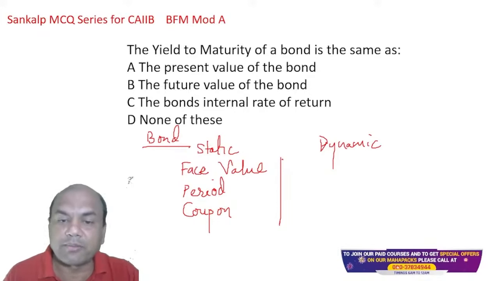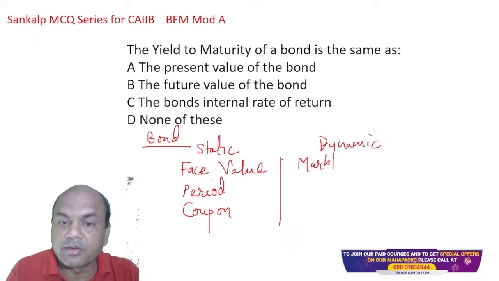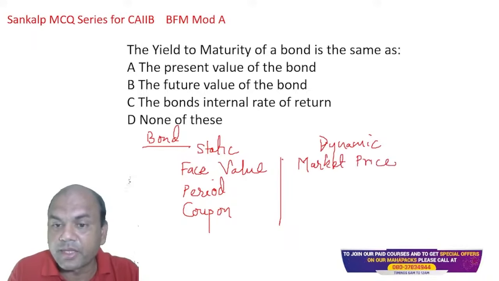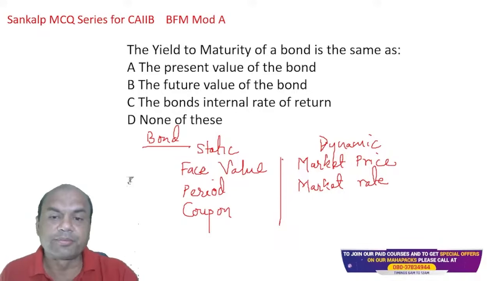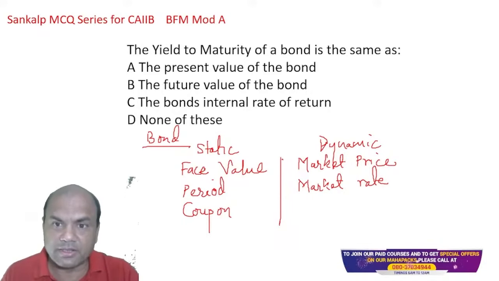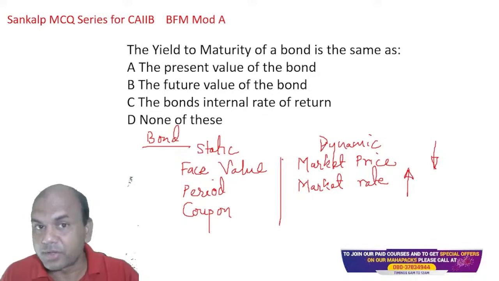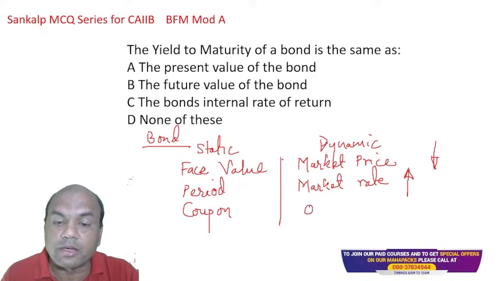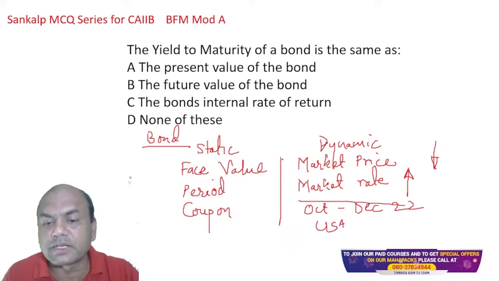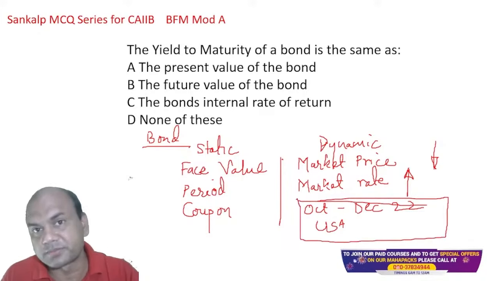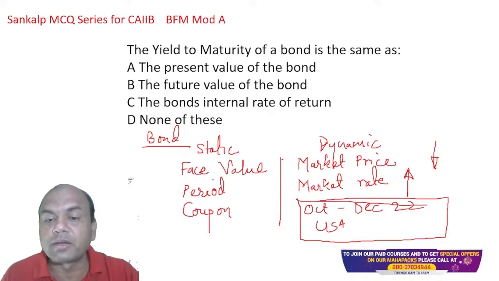Which are the dynamic ones then? First is the market price, the price of the bond. And second is the market rate. Both are market. So these two are dynamic. Dynamic means both of them will change. Now, there is a rule to this. If the market rate goes up, the price will go down. You saw this in October to December 2022 in the USA. Go on Google and check the October to December 2022 bond rates of the USA. You'll find the same thing: the market rates were going up and the market price was going down.